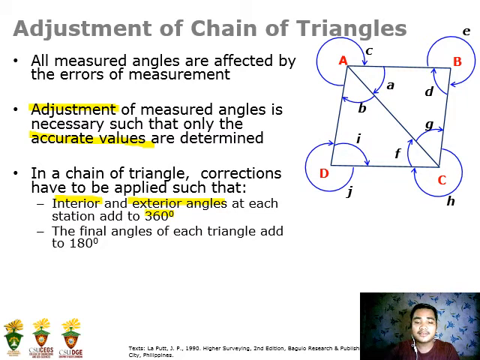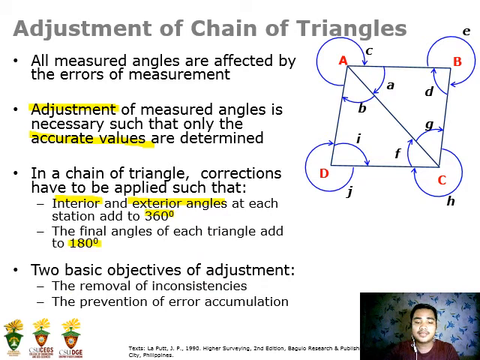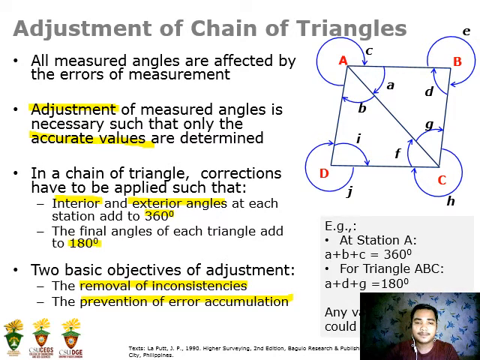The final angles of each triangle must be added, and should sum to 180 degrees. So at a station it should be 360, and in a triangle it is 180. Two basic objectives of this adjustment: first is the removal of inconsistencies, and next is the prevention of error accumulation. So these are the basic objectives of the adjustment.